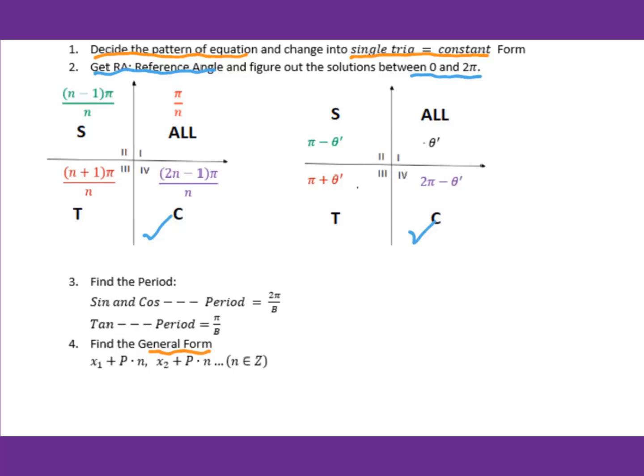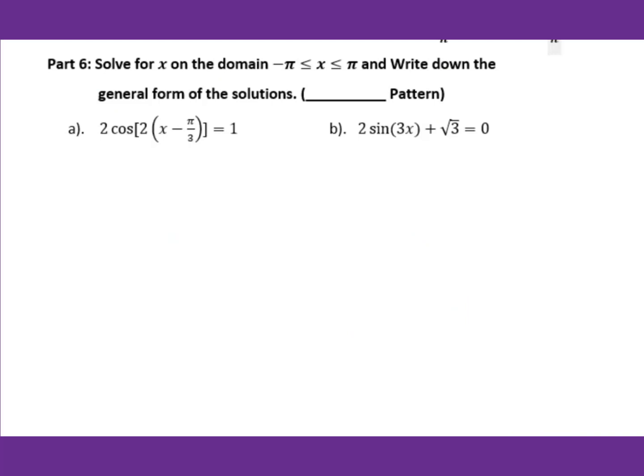Today's lesson, we want to get the solutions in different domains. Sometimes, for example, from negative pi to pi, or from negative 2 pi to 2 pi. We have to use the general form to figure this out. For part 6, solve for x on the domain of negative pi to pi. Write down the general form.